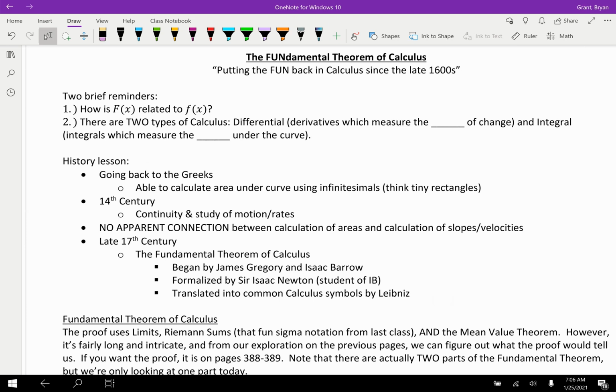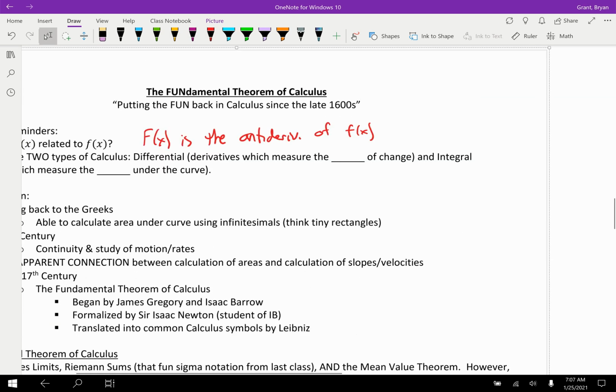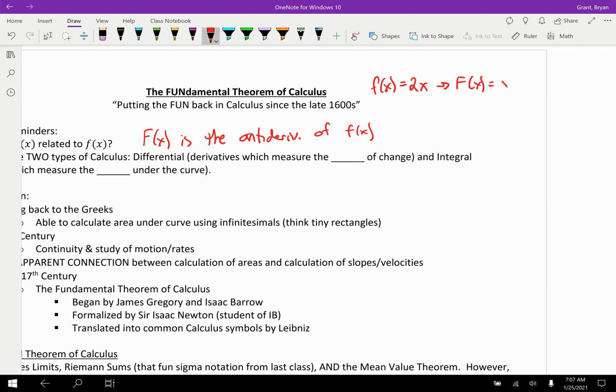We need 2 quick reminders here before we do our big reveal. And the first one is, how is capital F of x related to lowercase f of x? Well, a capital F of x is the antiderivative of f of x, right? This is what we practiced the first 2 weeks of school. We said if you had something, and I'll give you a really easy example over here that hopefully doesn't give too much away, if you had something like 2x, then capital F of x was x squared plus c.